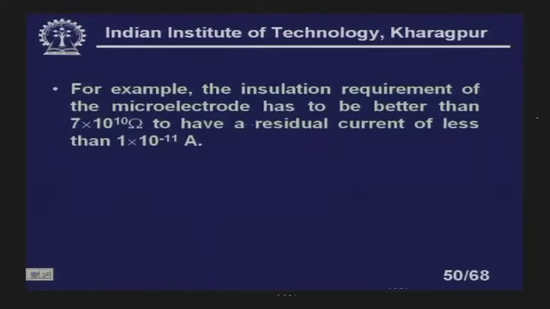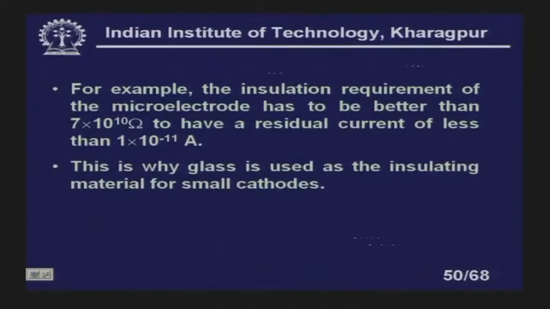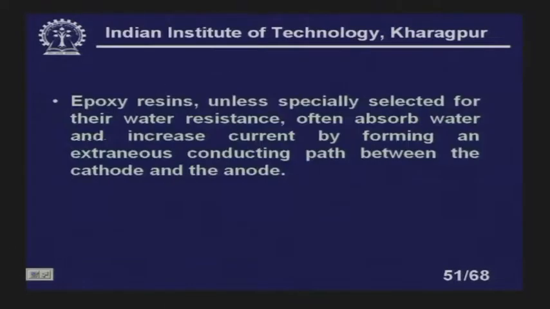For example, the insulation requirement of the microelectrode has to be better than 10 to the power 7 into 10 to the power 10 ohm. That means, you can see it is around 70 gigaohm, and a residual current of less than 10 to the power minus 13 ampere. That means 0.1 picoampere. So, it is quite small. This is why glass is used as the insulating material for small cathodes. It will give you very little residual current.